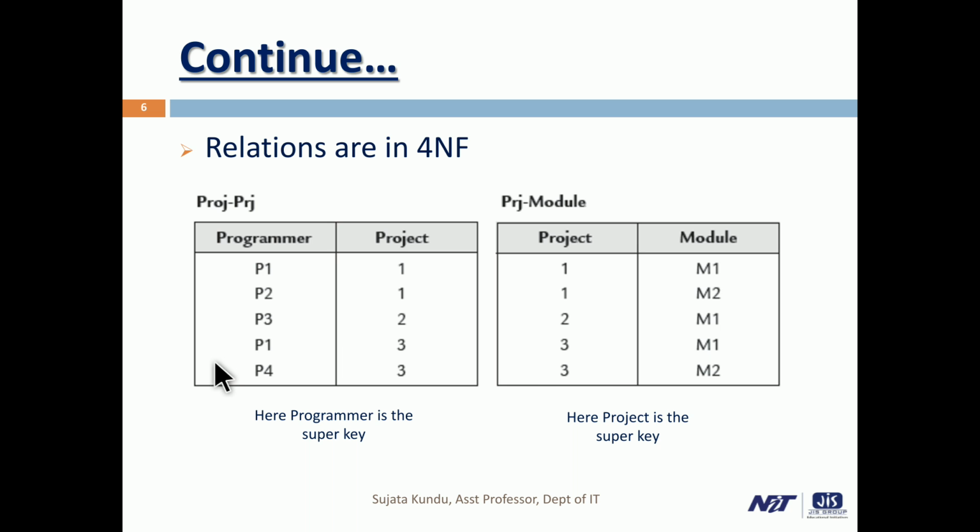If I want to delete any information about a programmer, we can easily delete it, because it will not delete the information about the project. As well as if I want to update any information of project, then we can easily update, there will be no problem. So we can remove the anomalies from the previous table when we divide that table into these two tables. So now this relation is in 4NF.